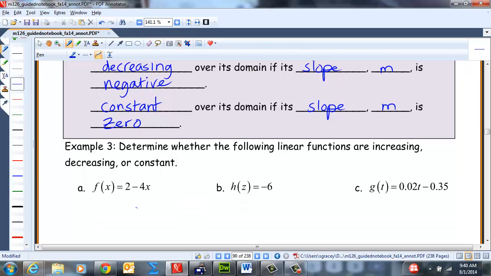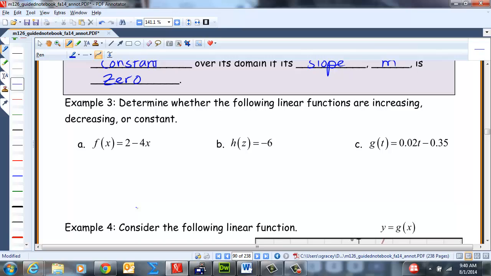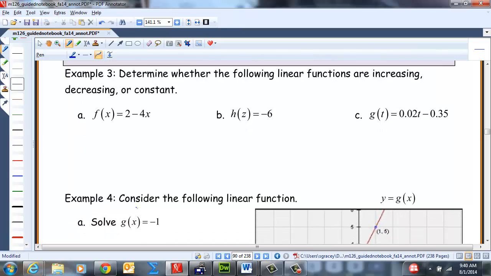Okay, so determine whether the following linear functions are increasing, decreasing, or constant. So how do we figure that out? We find out what the slope is. So for the first one, I'm going to write it in the form mx plus b. So do you see our slope is the coefficient of the x? So the slope is -4, which is negative. So our answer would be decreasing.